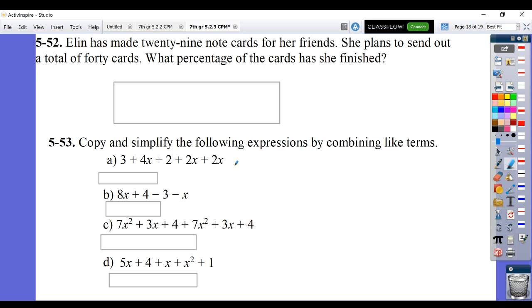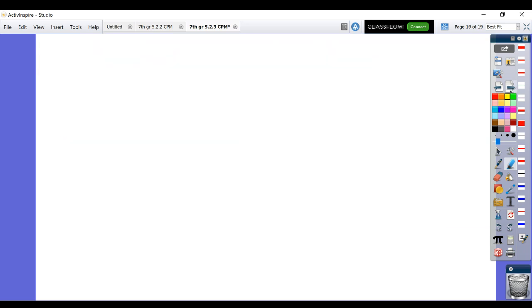553, simplify these expressions by combining like terms. Remember, we typically will put the x to the second power term first, if there is one, and then the x term, and then the constant term, the number term, when we put them in order after we've combined our like terms. So that's your homework.